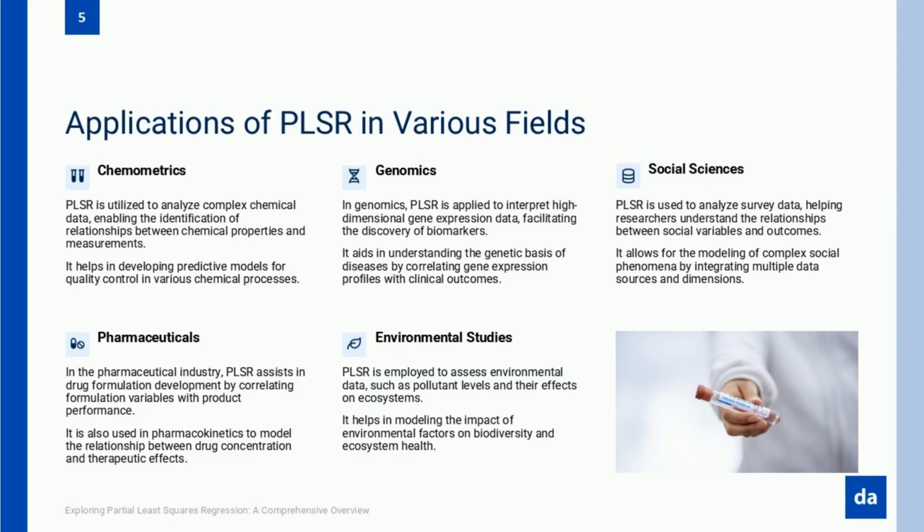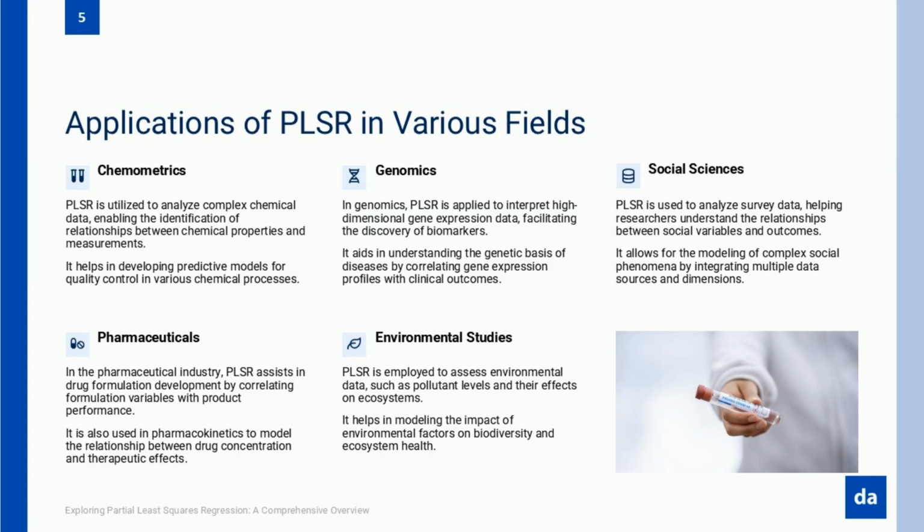First up, chemometrics, the science of measuring and analyzing chemical data. PLSR is used here to predict how different compounds interact, optimize chemical processes, and ensure quality control in industries like pharmaceuticals, food production, and manufacturing. Imagine a lab full of scientists trying to fine-tune the perfect formula for a new drug. PLSR helps them cut through the complexity and find the optimal mix of ingredients.